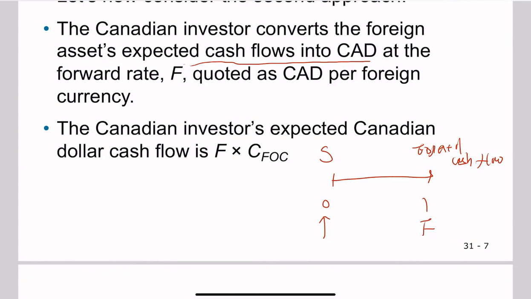Again, this forward exchange rate is quoted as Canadian dollars per foreign currency, right? Because we have learned about currency forwards. It basically means as an investor, if you enter into this contract, then you can have a fixed exchange rate in the future. And this fixed exchange rate is given by F, right? So this means the Canadian investor's expected Canadian dollar cash flow is given by the forward rate times the expected cash flow.